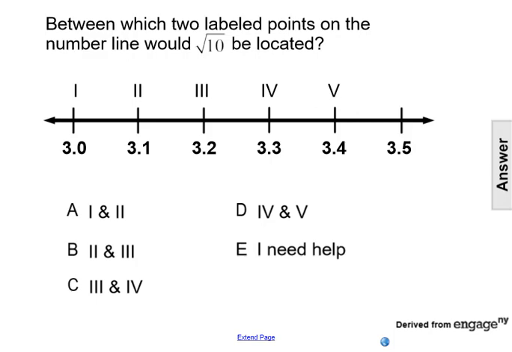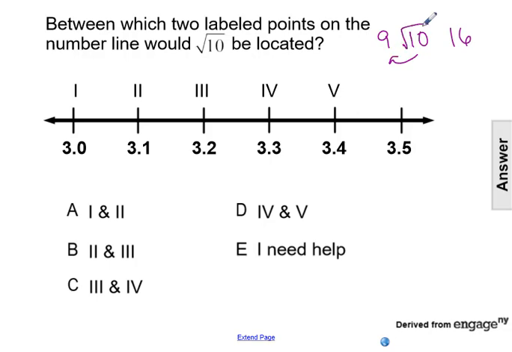Between which two labeled points on the number line would the square root of 10 be located? So the points on the number line are all between 3.0 and 3.5. This is a good starting point because you have to think that the number 10, the number underneath the square root, is in between the two perfect squares of 9 and 16, and it is much closer to 9.